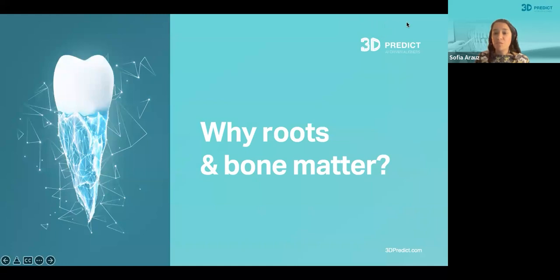So why do roots and bone matter for orthodontics? I think most of us in the audience are general dentists. We know roots and bone matter for anything else in dentistry, right? It's very hard to think of any dental specialty that doesn't take into account the whole tooth and the alveolar bone. And so why would that be different in orthodontics, especially because we're moving those teeth within the alveolus.